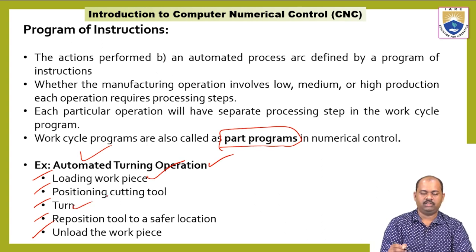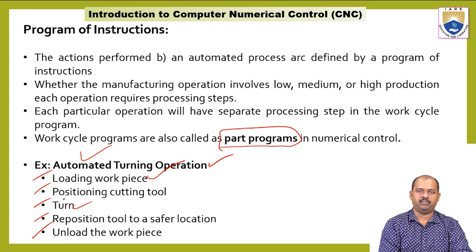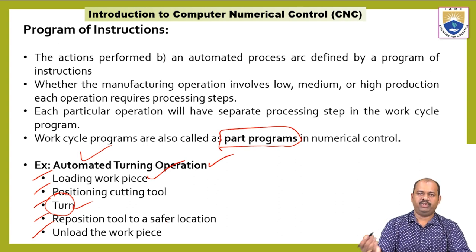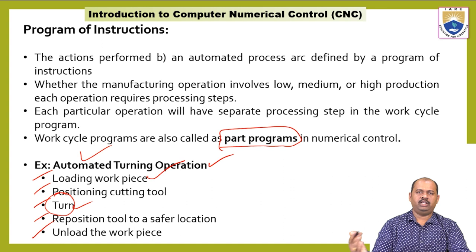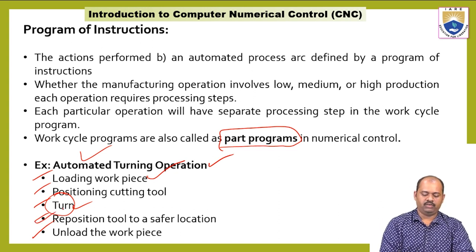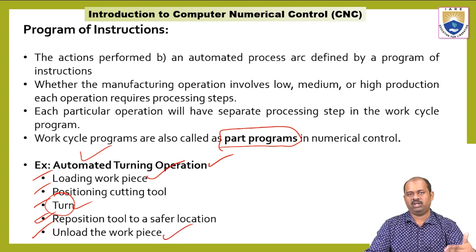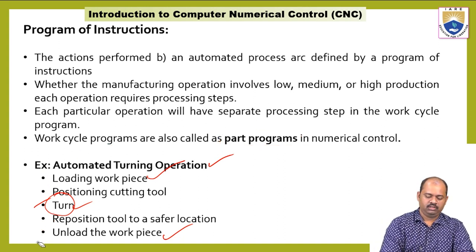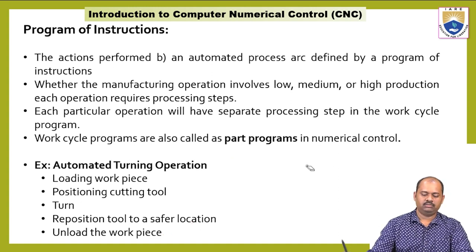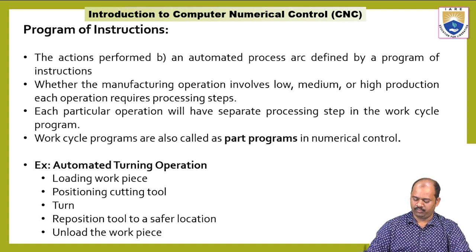And then the third one is turning, which is the process of removing the extra material from the metal rod. This process should be given a separate program. And then reposition the tool to a safer location. Whenever the process is completed, the tool which is cutting the metal rod should be moved back, or taken to a safer location where it does not touch the metal rod or the workpiece. So we have to write a separate program for that. And the last one is unloading the workpiece. Unloading the workpiece is also a part program. So a separate program has to be given for all these 5 operations. This is how the process of turning a metal rod, or reducing the diameter of a metal rod, is done in 5 steps. For all the 5 steps, we have to give 5 different part programs.